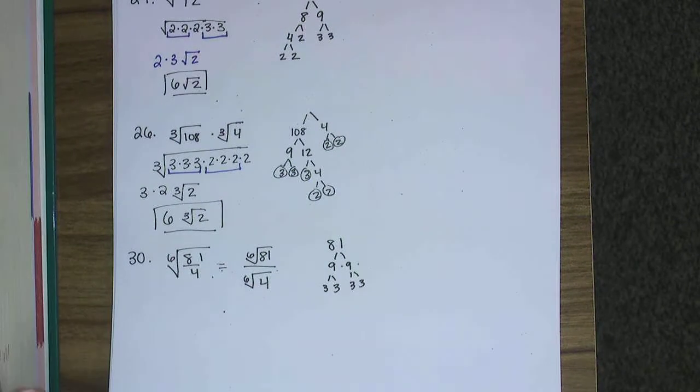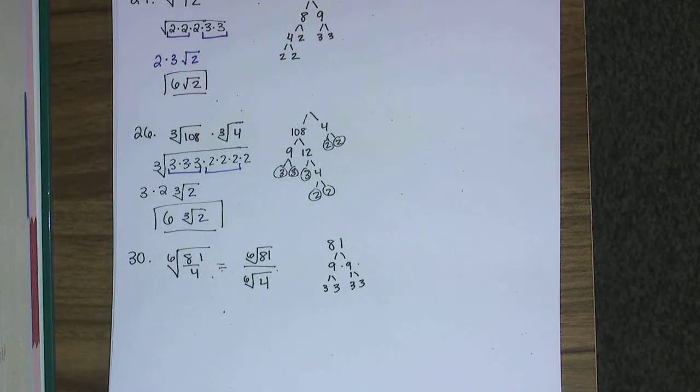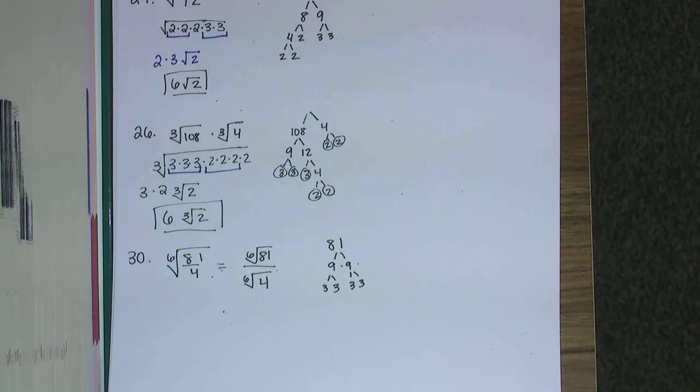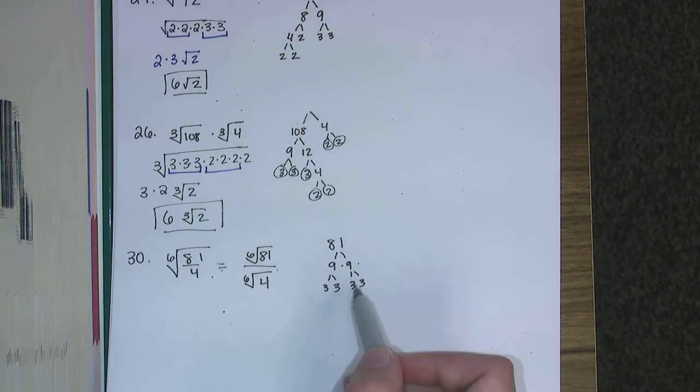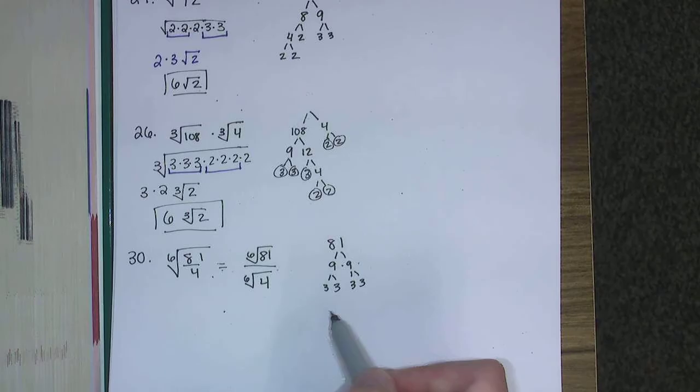But maybe I can look at how I can rewrite the top and bottom in a different way. I know that 81 is the same thing as 3 to the 4th. I can see that here. So maybe I could rewrite the top as 3 to the 4, I'm still taking a cube, or the 6th root of it, and to the 4 over 6.